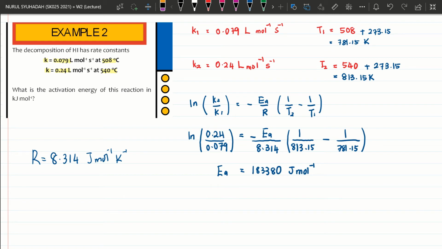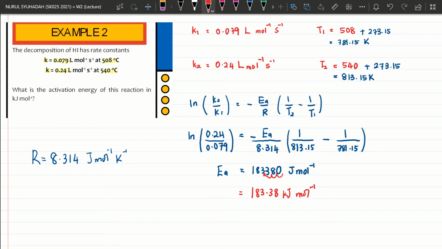Okay, this is from the calculation, but you need to remember for activation energy, the unit must always be in kilojoule per mole. So what you will do, divide by 1000. So you will get the activation energy is 183.38 kilojoule per mole.